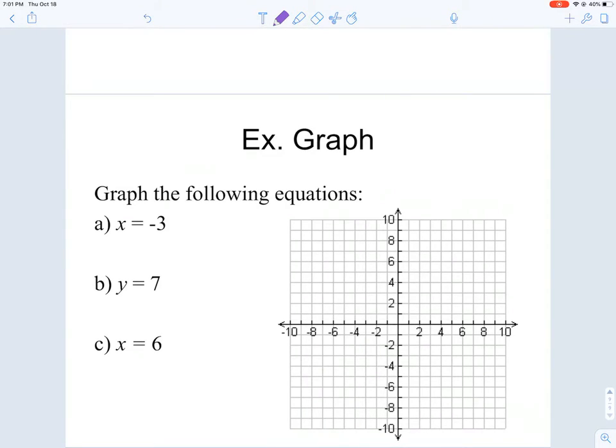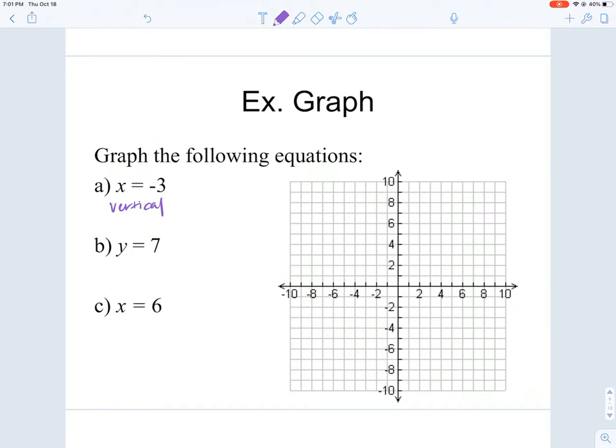All right, so let's graph these lines. So x equals -3. That means that all of the points that lie on this line are going to have an x value of -3. So that's going to be a vertical line at x equals -3. So I'm going to draw the line and I'm going to label it, because every point that lies on that line will have an x coordinate of -3.